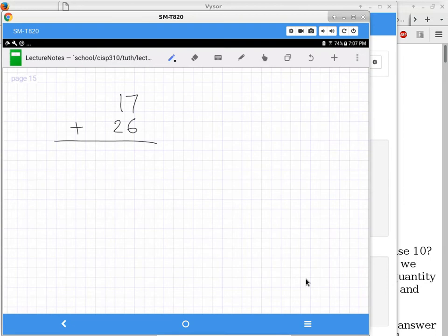Okay. So the first thing we have to deal with now is, what is 7 plus 6? It's 13, but we are not going to say it is 13. We'll say it is 3 with a carry of 1. Okay. So now we have a 3 with a carry of 1. Now we perform the addition of the second column, which is 1 plus 2.